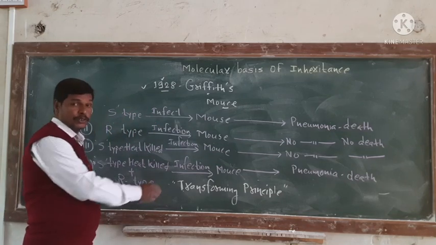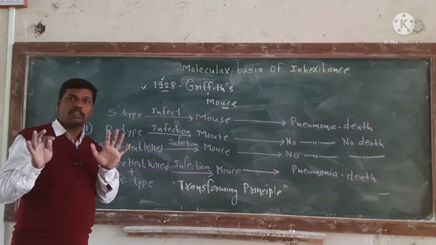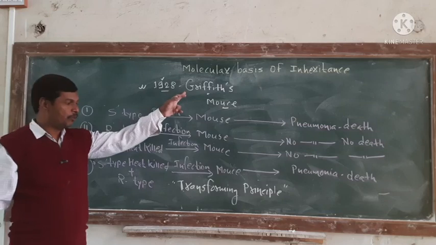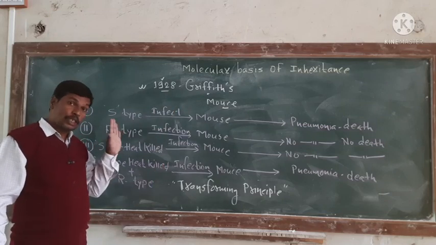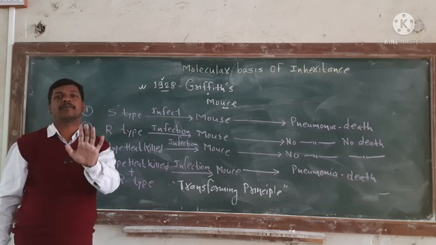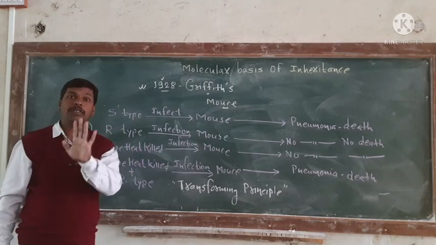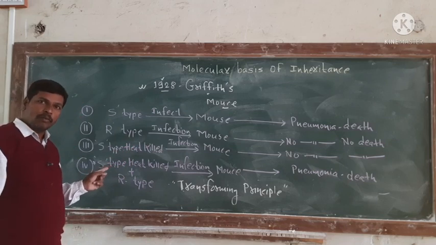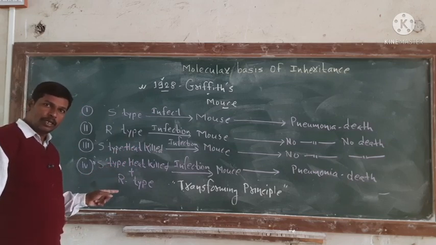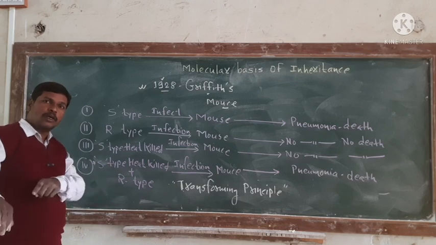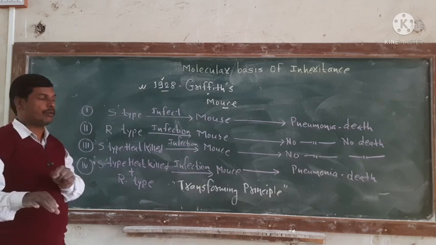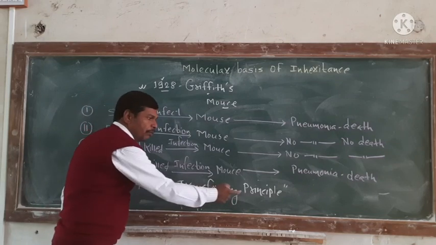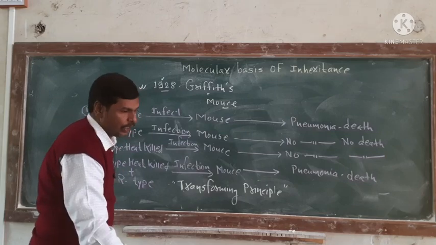Today we say a lot about DNA as a genetic material. But in 1928, Griffith spoke of some specific substance, not exactly DNA, which is responsible for the conversion of the heat killed S type so that the R type again becomes virulent, like the S type. That specific substance is called the transforming principle. In this way, this is the entire idea.